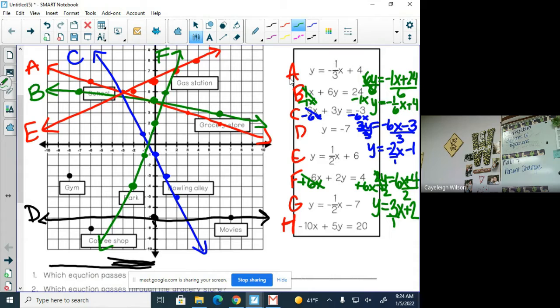Oh, look, G. G's already in slope-intercept form, so it's ready to graph. Its y-intercept is -7. Its slope is -1/2. So down 1, right 2. That's not getting me anywhere. So up 1, left 2. Up 1, left 2. Up 1, left 2. And that is G.